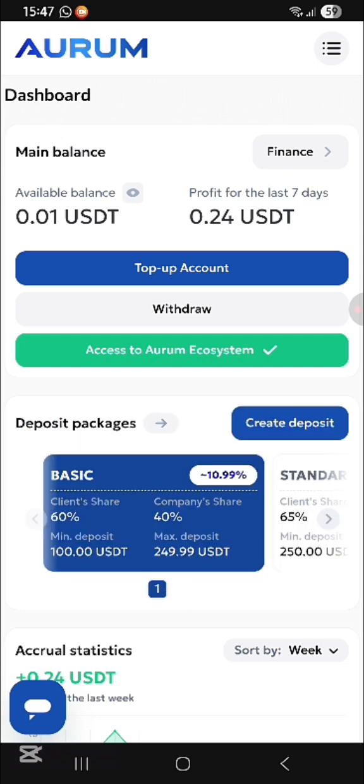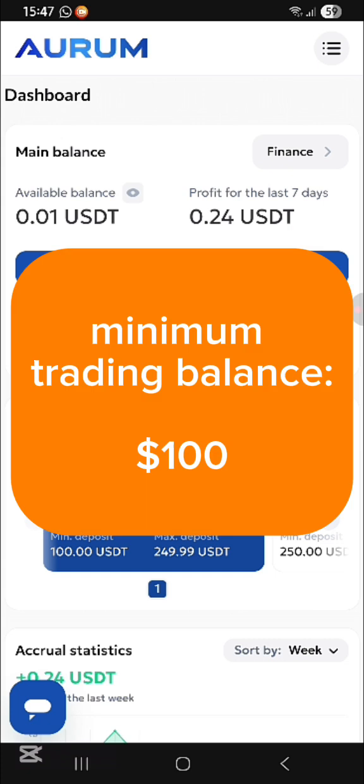So here's the thing with Aurum, there are no trading packages, right? You can deposit any amount into your trading account in as much as it is not less than $100. So minimum trading balance has to be at least $100. I hope this is clear.